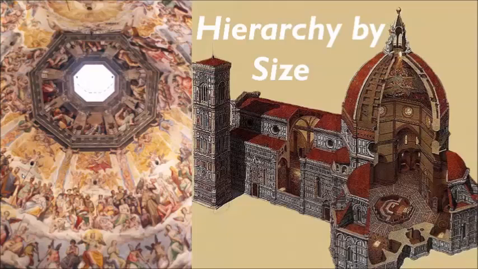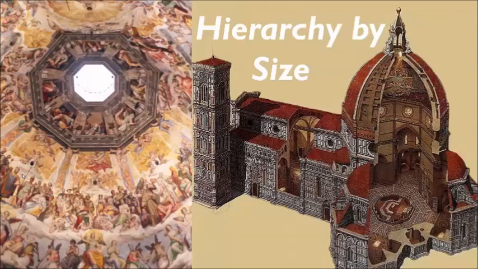So one idea of hierarchy is hierarchy by size. That simply means that one object or a part of an object is larger than the others and therefore becomes more dominant because of its size. The example we're looking at here is the main cathedral in Florence, often referred to as the Duomo or Il Duomo, which means the dome, because the dome of this structure is so dominant that it is much larger than any other portion of the cathedral.